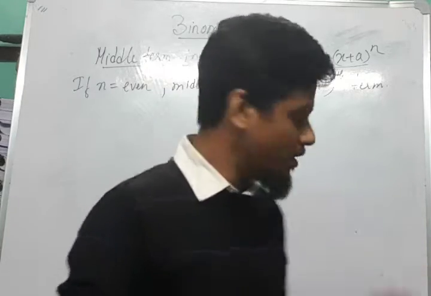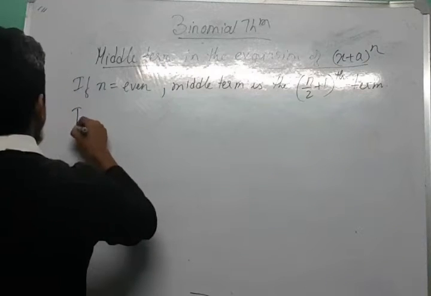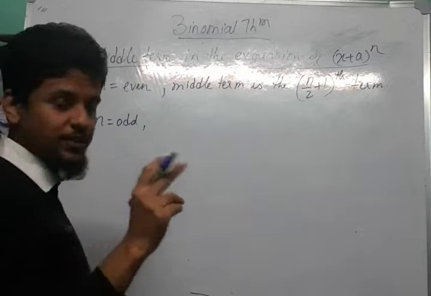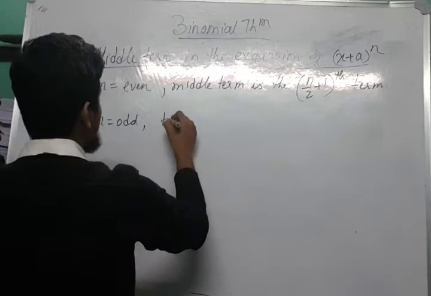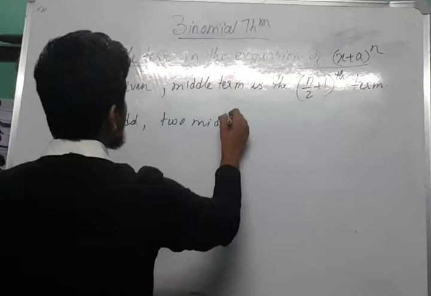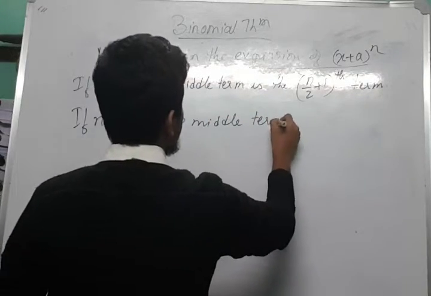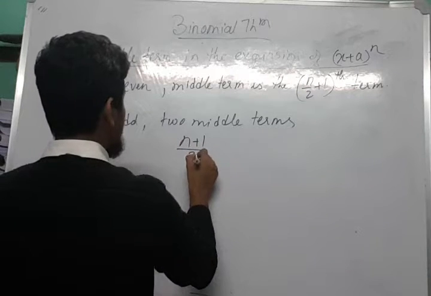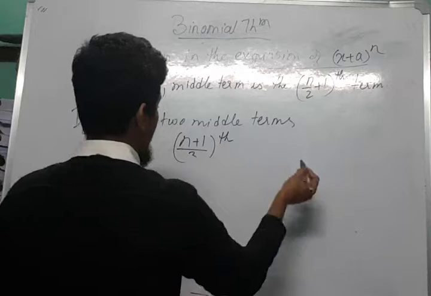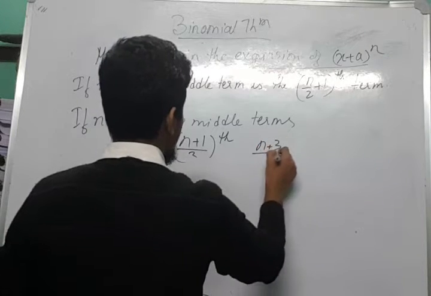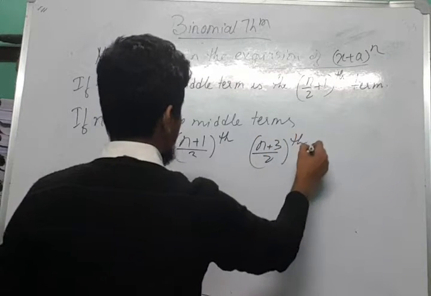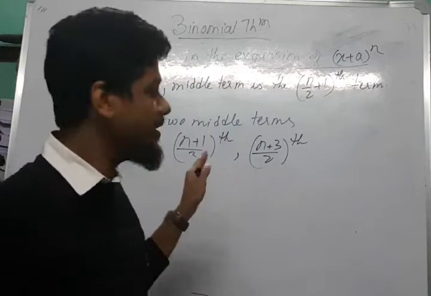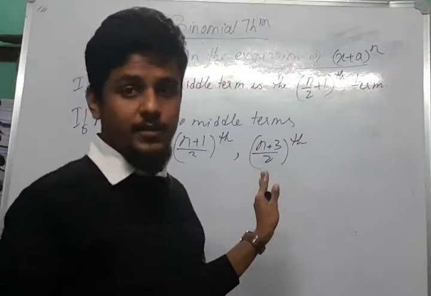So in this case, if n is odd, then you have 2 middle terms. So what are those 2 middle terms? They will be the ((n + 1)/2)th term and the ((n + 3)/2)th term. So these are the terms which will be the middle terms in the expansion of (x + a)^n in case n is odd. This is the thing that you need to remember.